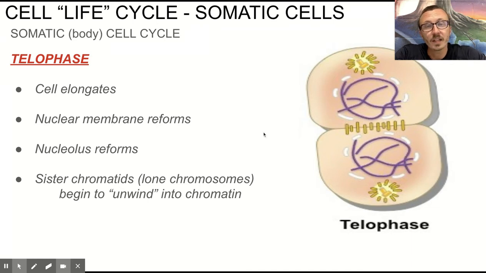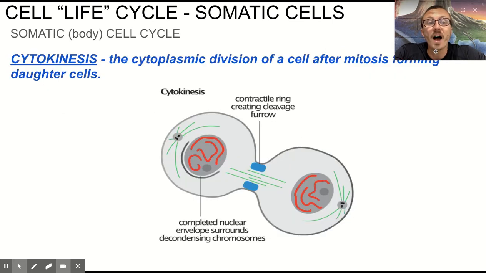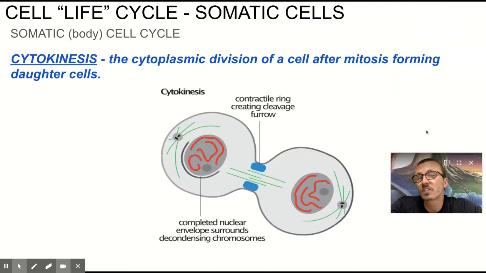Now, telophase would be the last stage of mitosis, because remember, mitosis is all about dividing the nucleus or dividing the contents of the nucleus. And since our nucleus is reforming, well, that would be the final phase of dividing the nucleus. Now we're going to have two separate nuclei. And that takes us to our final separate stage of the somatic life cycle, and that's cytokinesis.